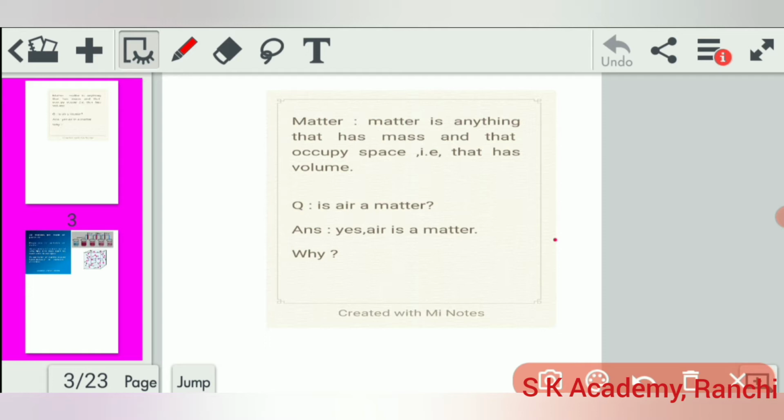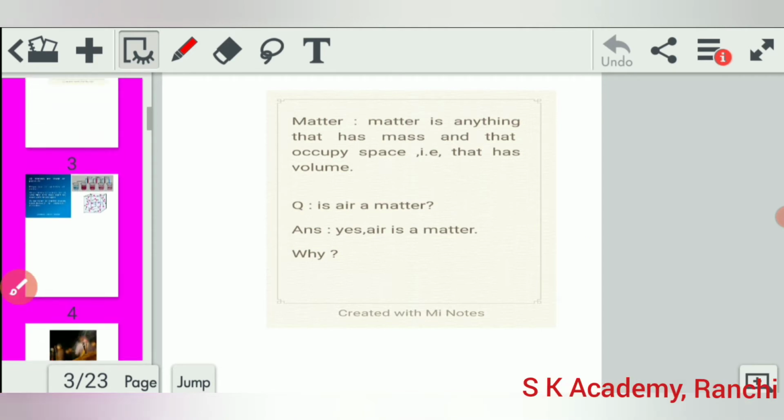If a hole is made by pinning it, then the air inside the balloon will come outside and take the volume of the room. It will spread throughout the volume of the room. So air has volume. Its volume is not fixed, but certainly it has some volume. So air is a matter. Okay.